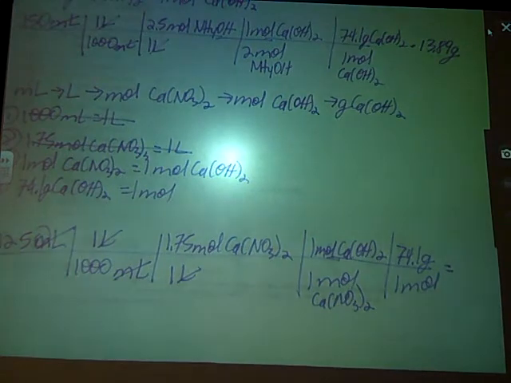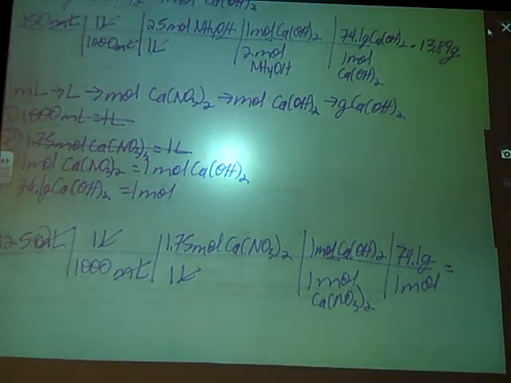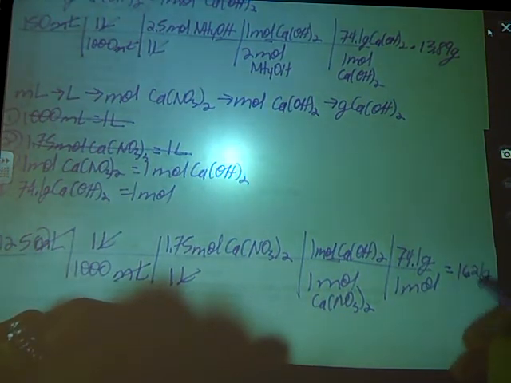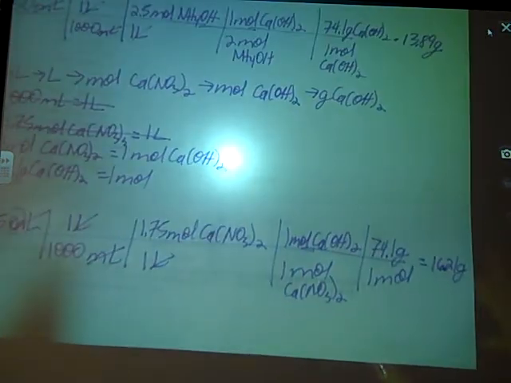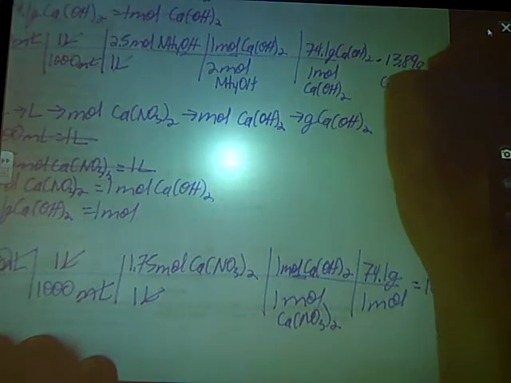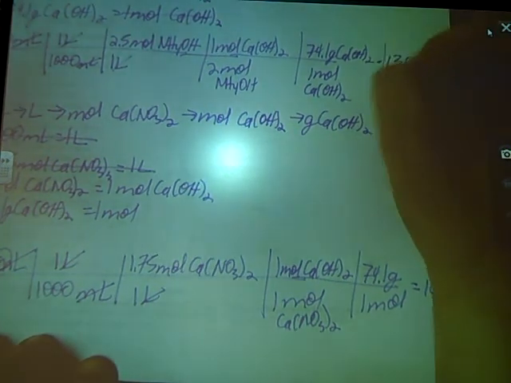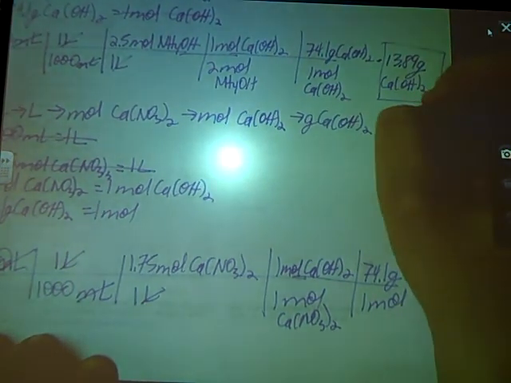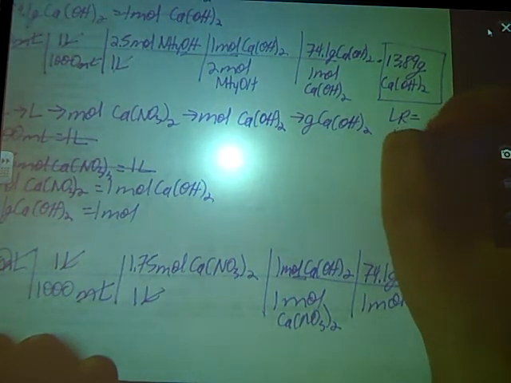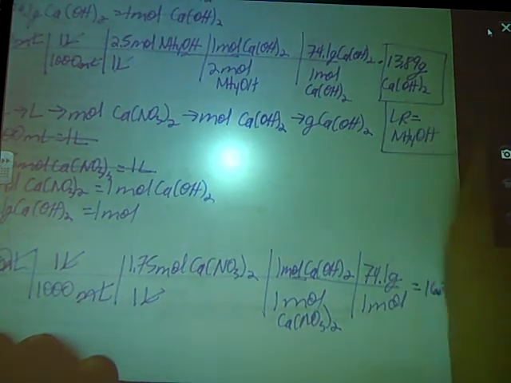Multiply all the way across the top, divided by all the way across the bottom. Gives us 16.21 grams of our solid. Can you see that? There we go. So, two answers, 13.9 and 16.21. Since this one is my smaller number, this is what actually happens, making my limiting reagent the compound that gave me that, my ammonium hydroxide.